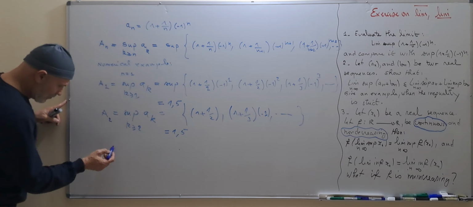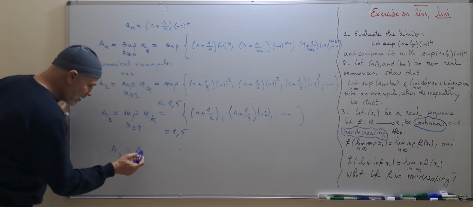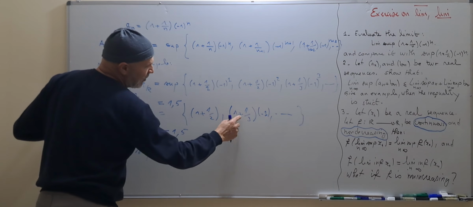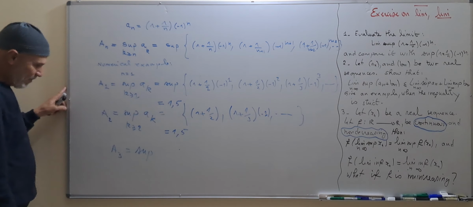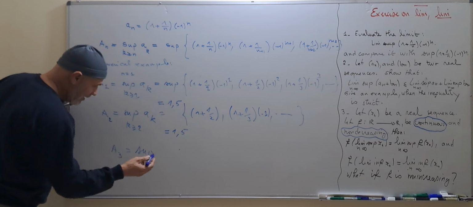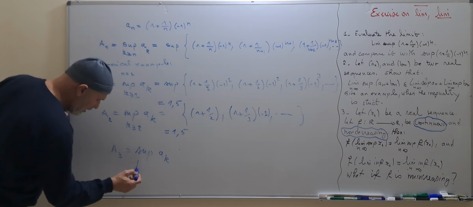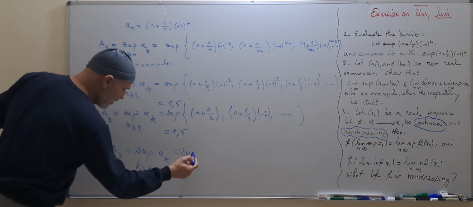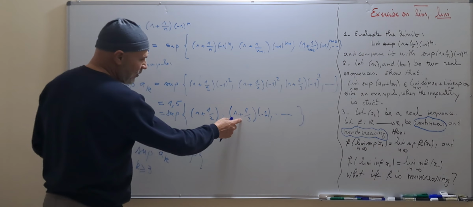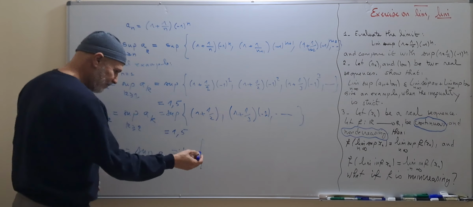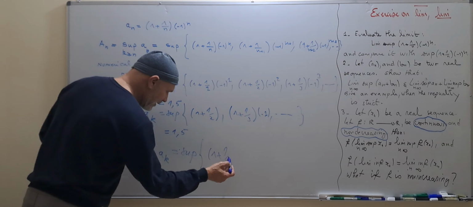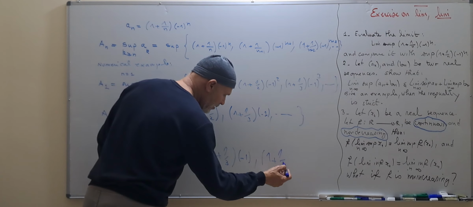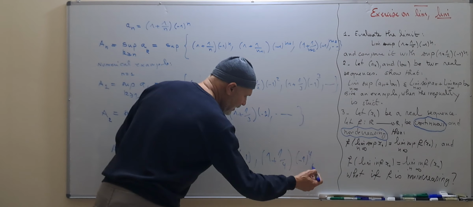How about I3? I3 is the infimum, and here the infimum is actually minus 1.33. This is the minimum, the infimum. The supremum for A3 is the sup of a_k, k greater than or equal to 3. We start from 3. This is the first one, but it is negative. We have 1 + 1/3 times (-1)^3, then 1 + 1/4 times (-1)^4, and so on.